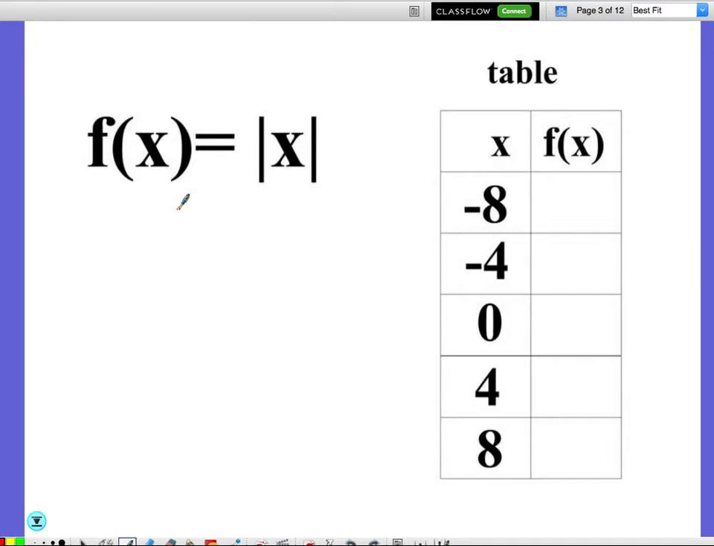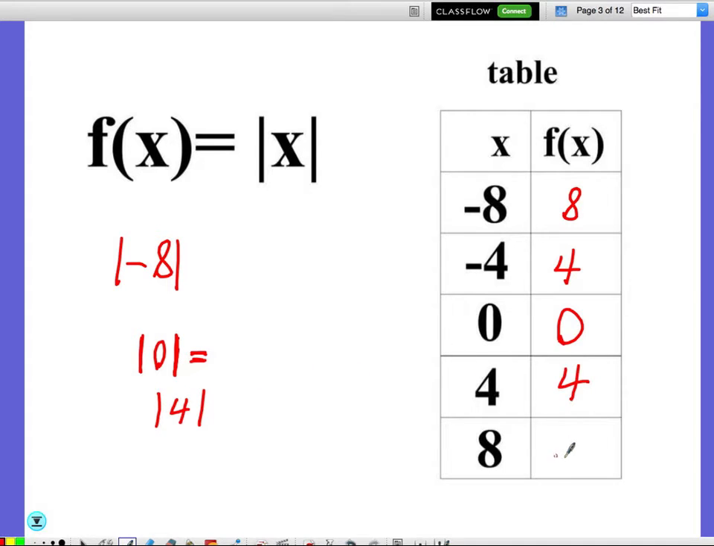So going all the way back to our function cycle, we want to go from the function into a table form. So again, if we take the absolute value of -8, that comes out as +8. Absolute value of -4 comes out as +4. Absolute value of 0, well, 0 is not negative nor positive, but the absolute value of 0 is going to be 0. Now again, if we have the absolute value of a positive number, it keeps it positive, so that's 4, and then we have 8.